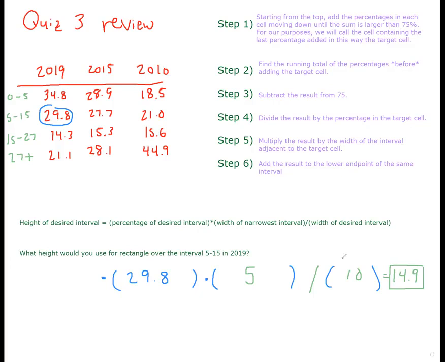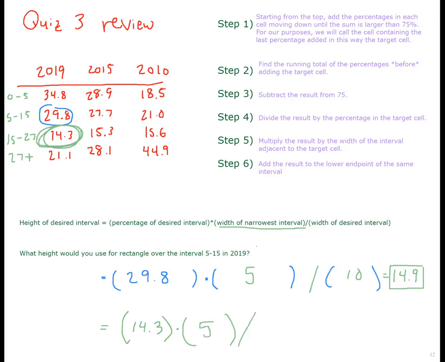Number 10 says, what height would you use for the rectangle over the third class interval? Same formula. What's the percentage of the desired interval? Well, this time we're talking about the third interval, the one going from 15 to 27. This percentage is 14.3 times the width of the narrowest interval. The narrowest interval is still 0 to 5, and it still has a width of 5.